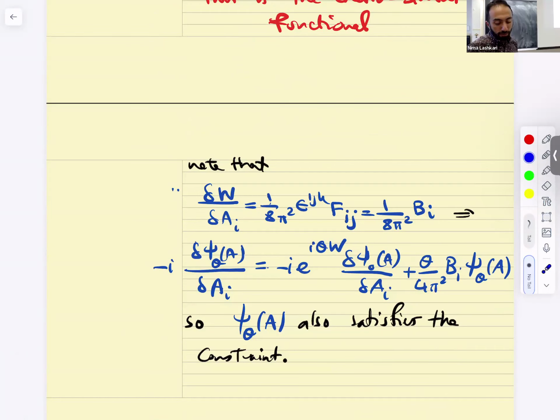Here's precisely the point. When you vary W with respect to AI, you're going to get BI. So as a matter of fact, if you take psi theta and vary with respect to AI, you're going to get this expression. And it's straightforward to check that psi theta of A satisfies the constraint. So it solves the Schrodinger equation, it satisfies the constraint. It's the physical wave function. So the physical wave function ended up with some sort of theta.